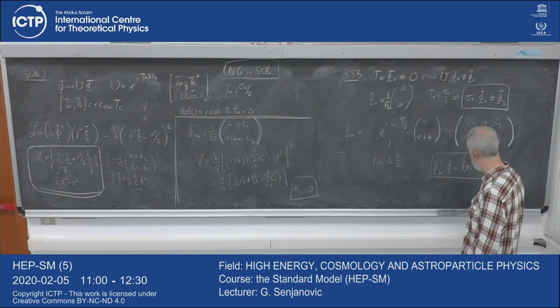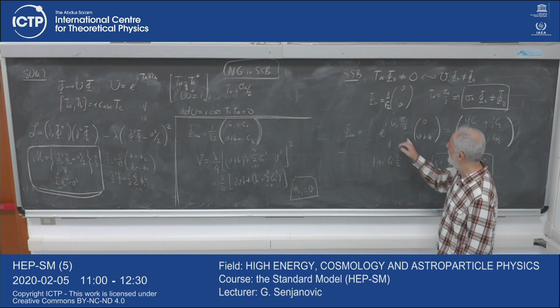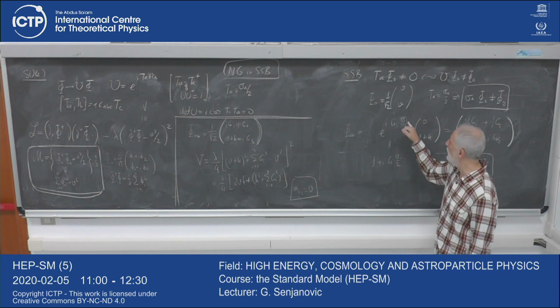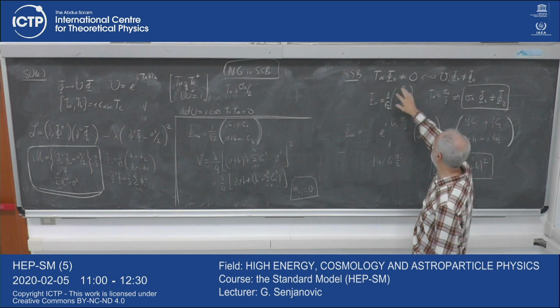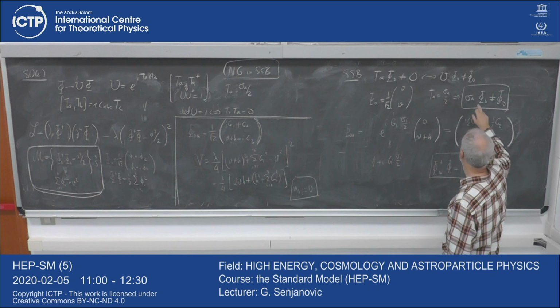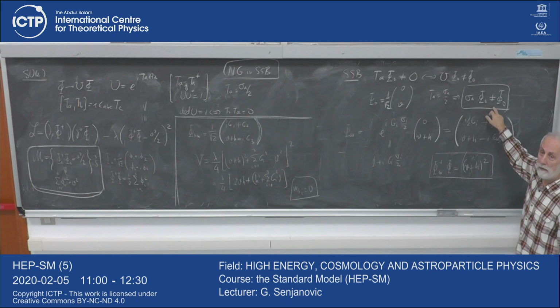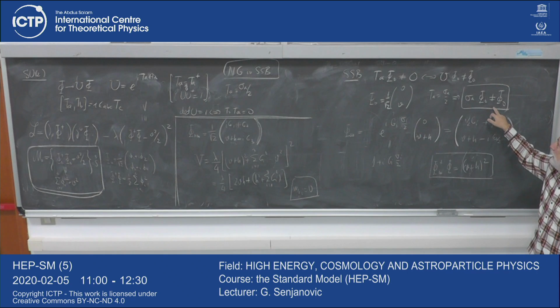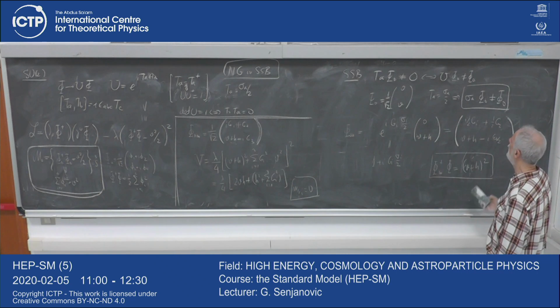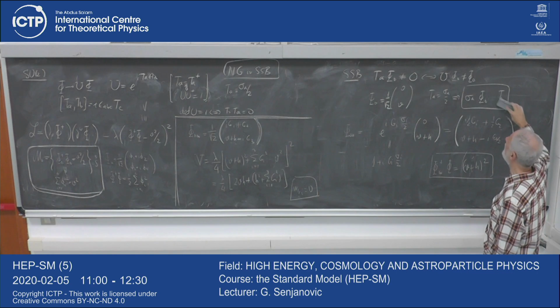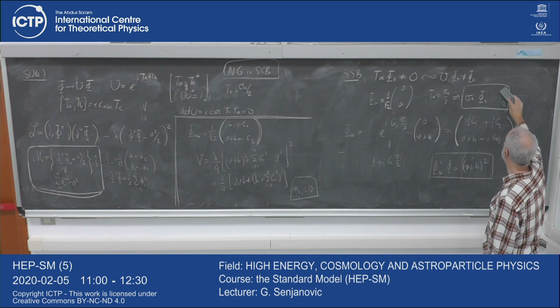And this is how the Goldstone theorem works. You see, there is always a field associated with each generator which is broken. We say that the generator is broken if its action on the vacuum is different from zero.